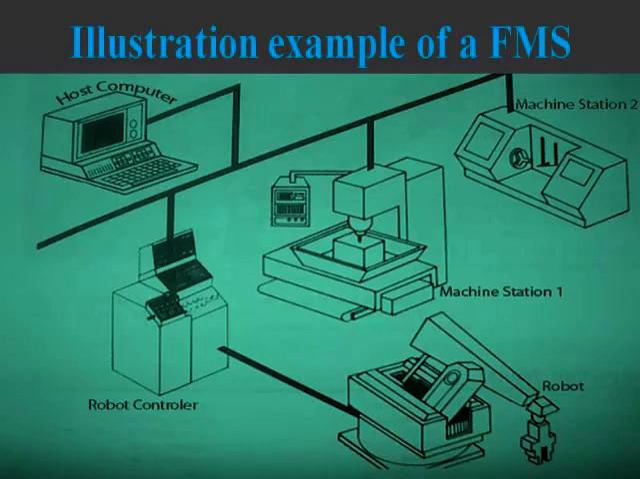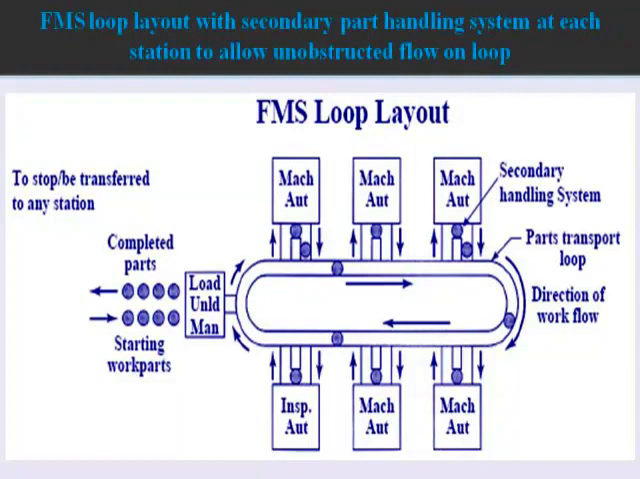So this is another type of layout, and you can see this is an FMS loop layout, where the layout is like a looped fashion. The machines are arranged along the conveyor belt with secondary material handling devices. And the figure is self-explanatory, where you can see the part transfer and secondary handling system, how it transfers the parts among the various machines.